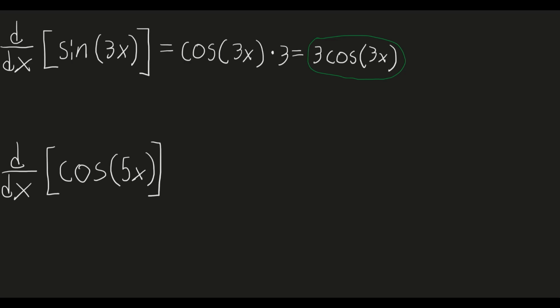Now going to the derivative of cosine 5x, same thing as the top, take the derivative of the outside function, which is negative sine, leave the inside function unchanged, take the derivative of the inside function, and that is 5. Multiply that together, that gets us negative 5 sine 5x. And this would be the final answer.